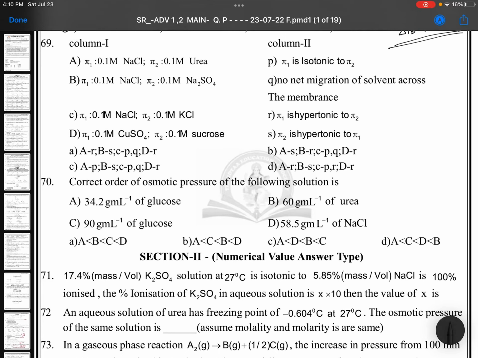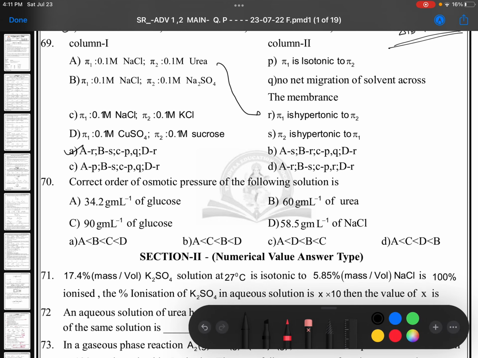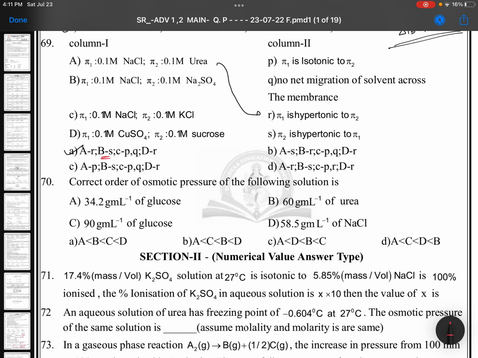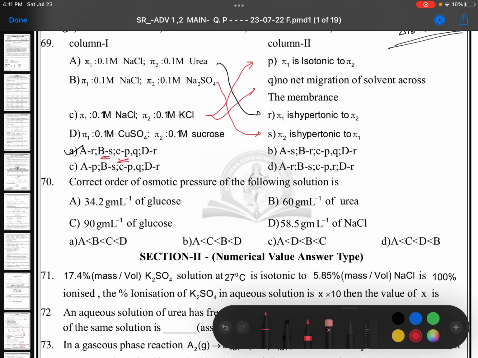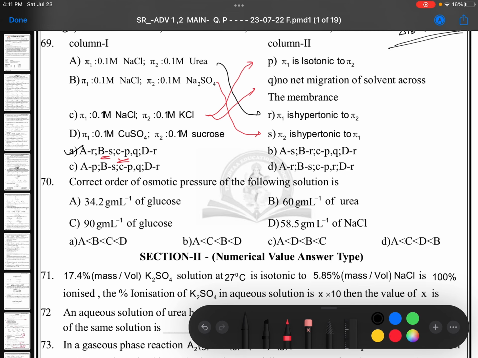0.1 m NaCl, 0.1 m urea. So first option, that is hypertonic. Hypertonic means more concentrated. Then B, S, C, P, Q, and D, P, R.